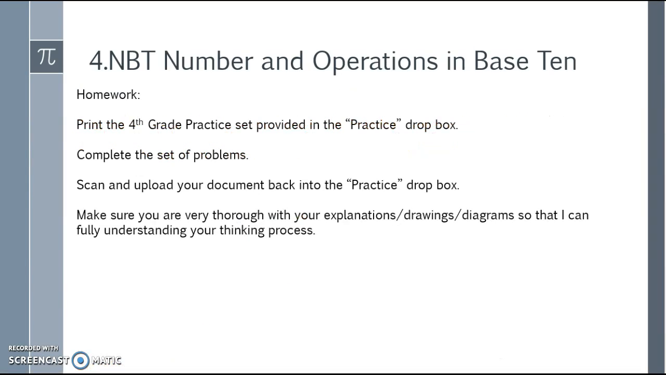Print the 4th grade practice set provided in the practice Dropbox. Complete the set of problems, scan and upload your document back into the practice Dropbox. Make sure you are very thorough with your explanations, drawings, and diagrams so that I can fully understand your thinking process. Next week we'll finish up with the 4th grade with measurement and data and geometry.